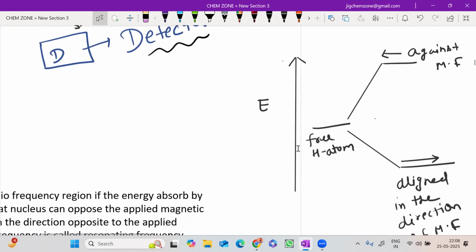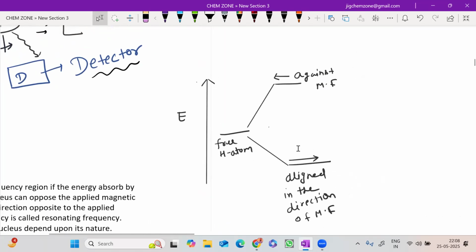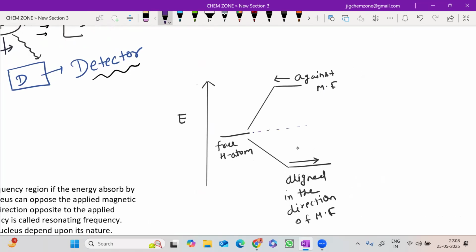Now, this is a small graph which suggests the barycenter for the free hydrogen atom. Now, in the magnetic field, the nucleus aligns itself at the lower energy state, that is, in the direction of the magnetic field, while if it absorbs energy sufficient to flip the direction of the magnetic nuclei, that is, the direction opposite to the applied field, this is the energy which they absorb. इसका मतलब है कि रेडियो फ्रीक्वेंसी रीजन में एटम और you can say that नuclei अपने आप को अपोजिट डायरेक्शन में अलाइन कर लेंगे.